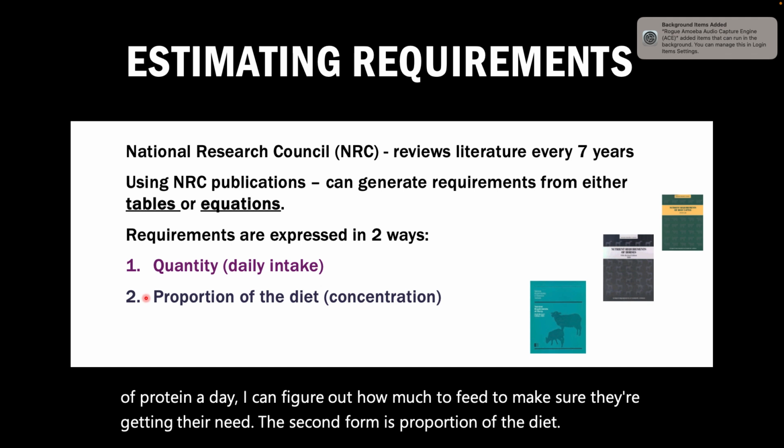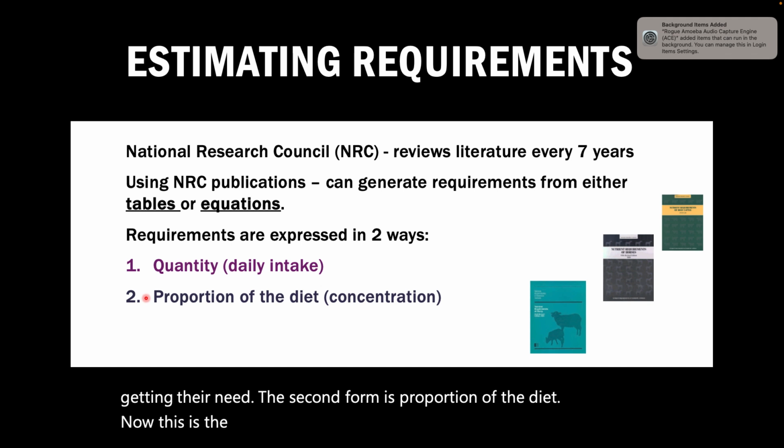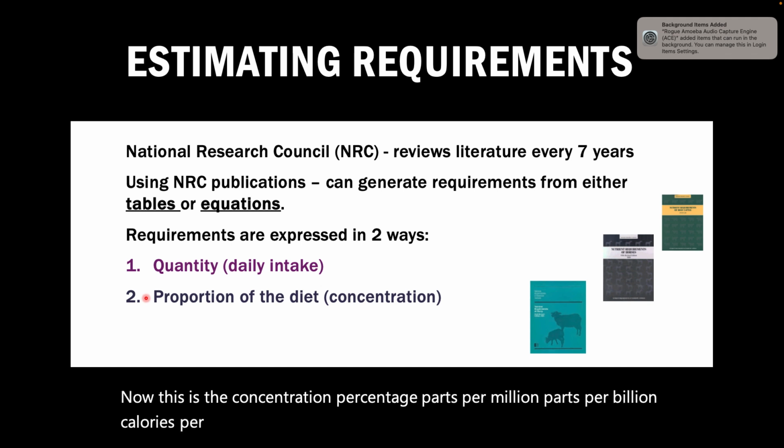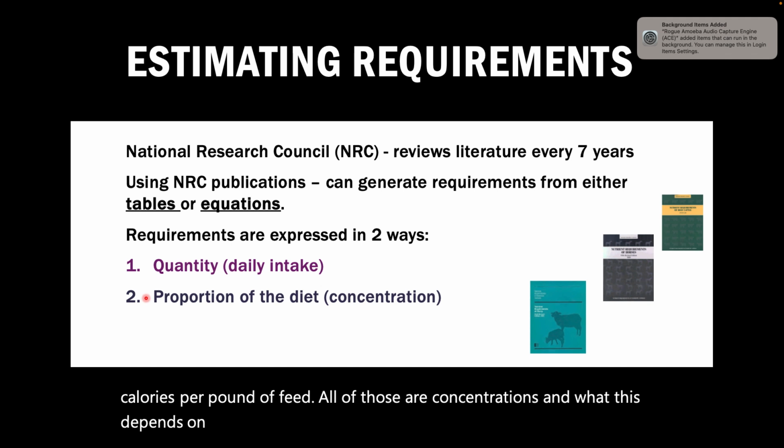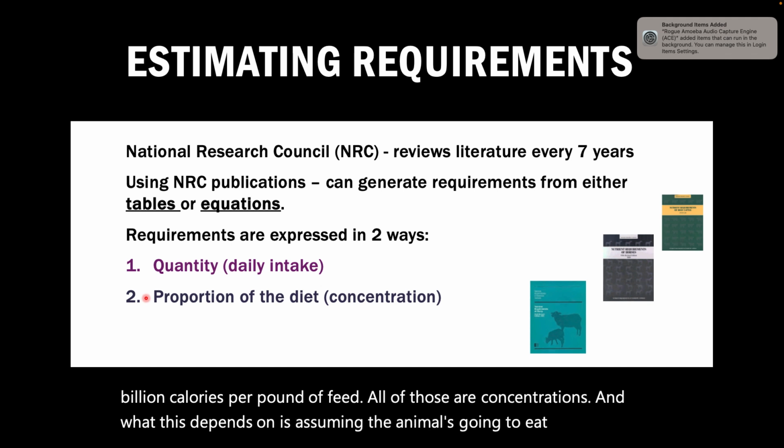The second form is proportion of the diet. Now this is the concentration. Percentage, parts per million, parts per billion, calories per pound of feed. All of those are concentrations. And what this depends on is assuming the animal's going to eat enough to make it work.